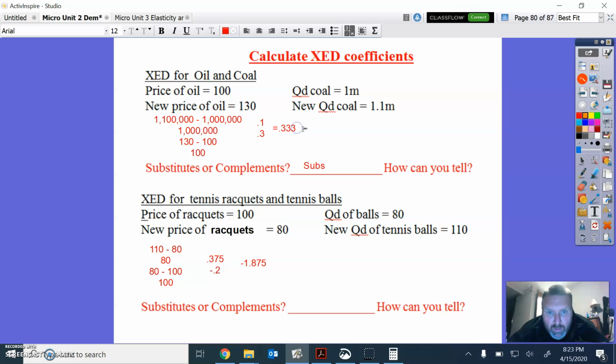And we know that since it's low on this point, it's pretty inelastic, okay? We pull that out that way. Negative 1.875, negative number, we know they're complements, tennis rackets and tennis balls, and we know that they're a little more on the elastic side. Hopefully this helps. You guys, there's some math here that you have to do the practice with, and I'm going to put a practice study guide together to help you guys out and see how it goes.